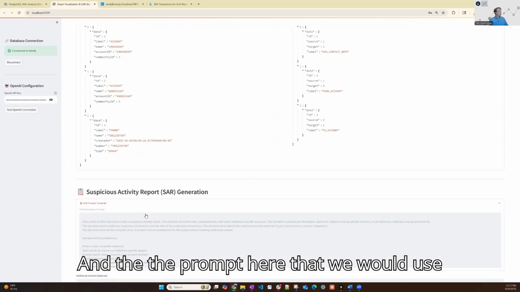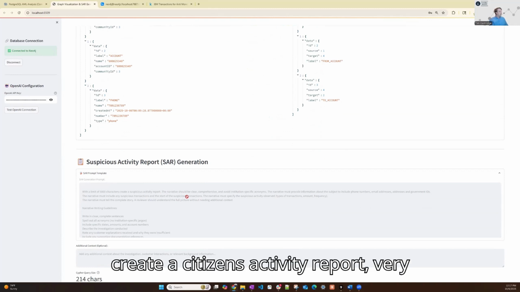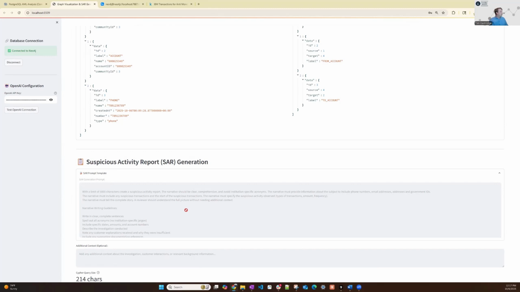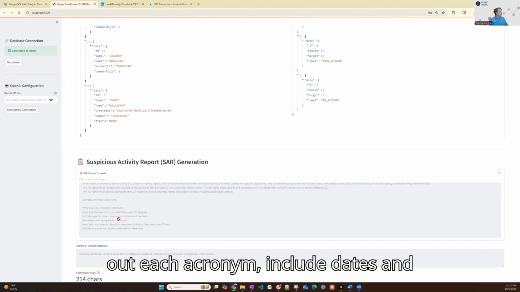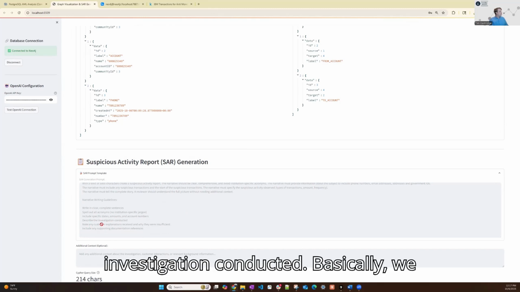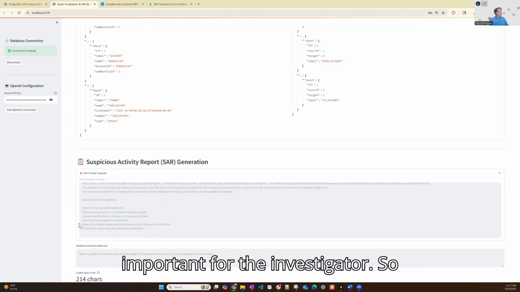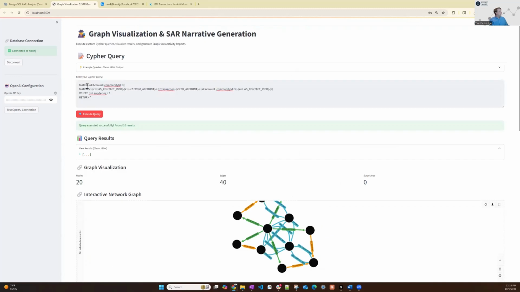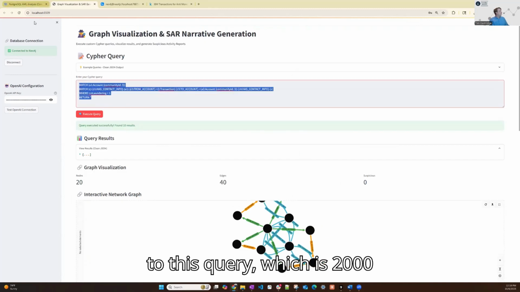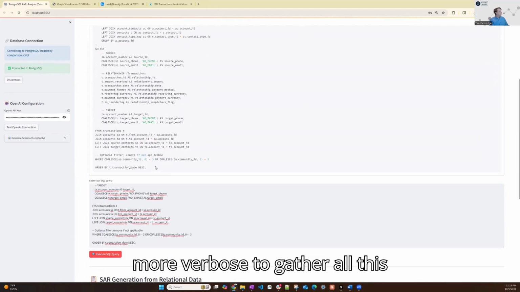And the prompt here that we would use is, with a limit of 5,000 characters, create a suspicious activity report, very similar to the prior prompt. Write in clear, complete sentences, spell out each acronym, include dates and amounts, describe the investigation conducted. Basically, we want to include any information that's important for the investigator. So this query is 214 characters up here, compared to this query, which is 2,000 characters. So it's a lot more verbose to gather all of this information together.